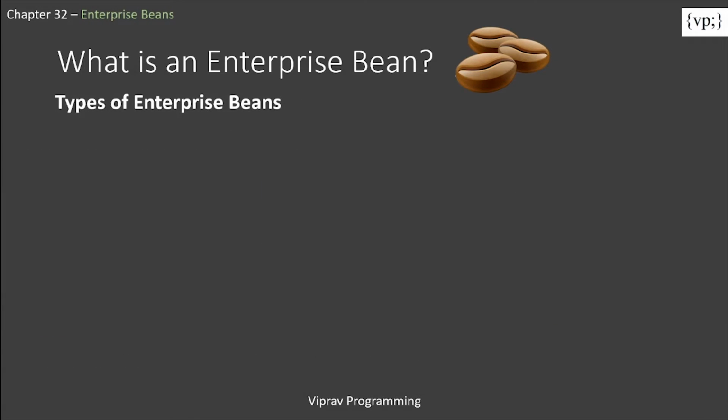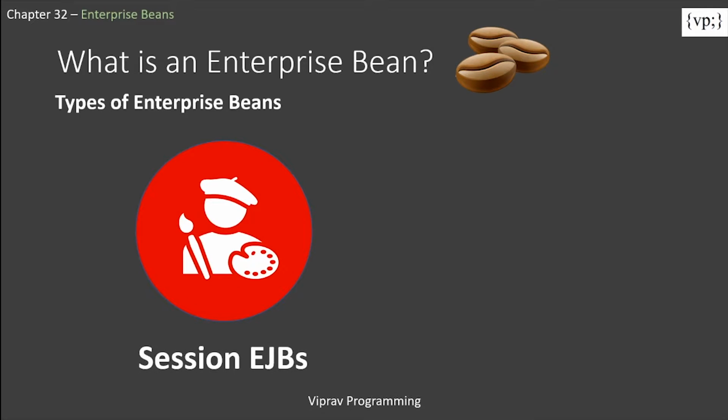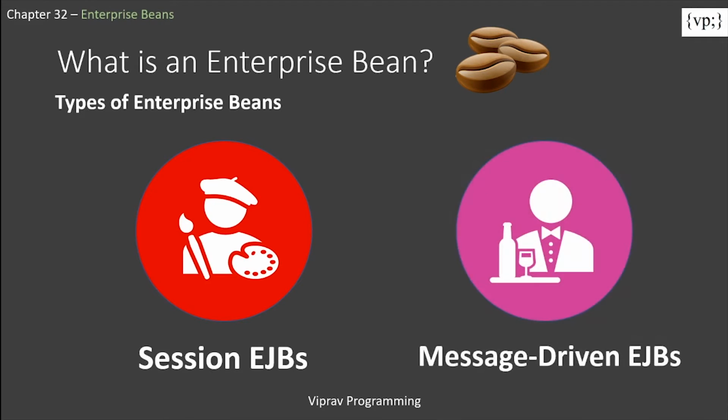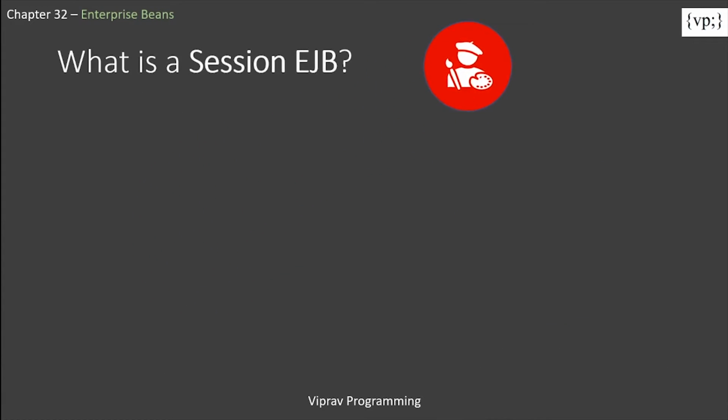Now, there are a few types of Enterprise Beans. There are two types, which we'll be talking about. Session EJBs, which perform a task for a client. Optionally, it may implement a web service. And a message-driven EJB, which acts as a listener for a particular messaging type, such as the Java Messaging Service API. So what is a session bean?